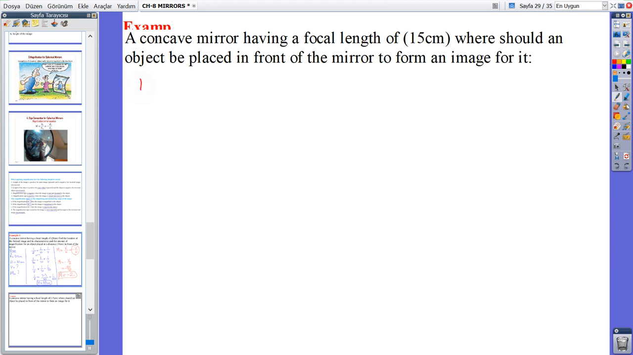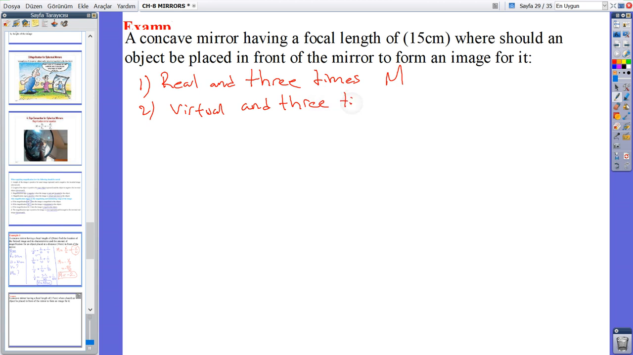First, real and 3 times magnified. Secondly, virtual and 3 times magnified.